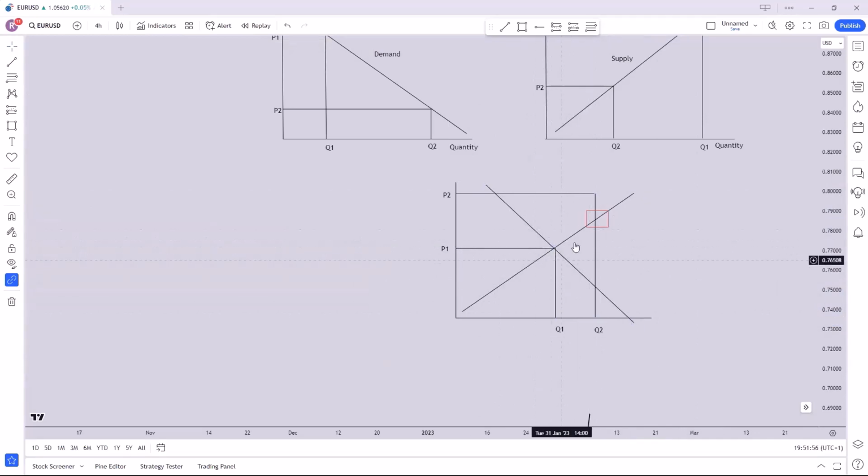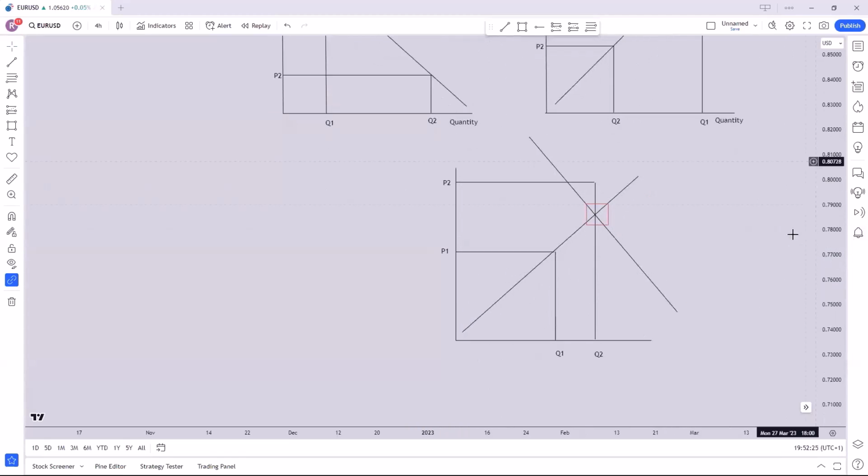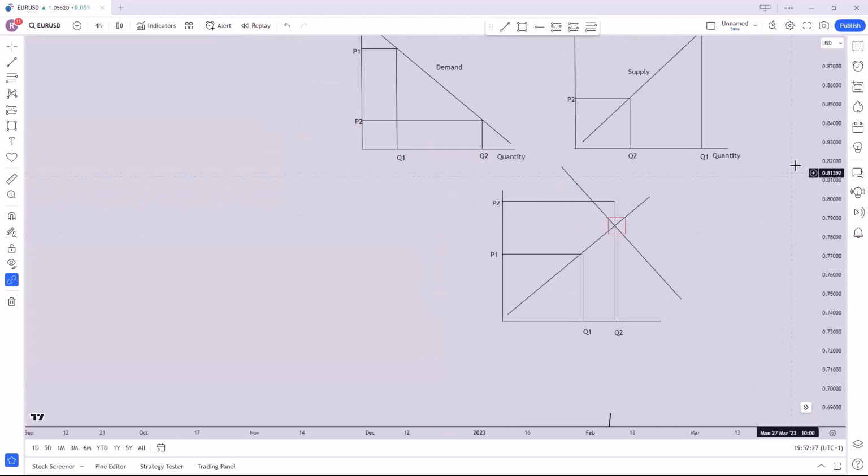So this exact meeting point here is where current price is. But then when demand is increased but supply is not matching it, the price increases, and that will in turn increase the quantity because the suppliers will want to facilitate the sales of the product at the higher price. Hope that makes sense for you guys.